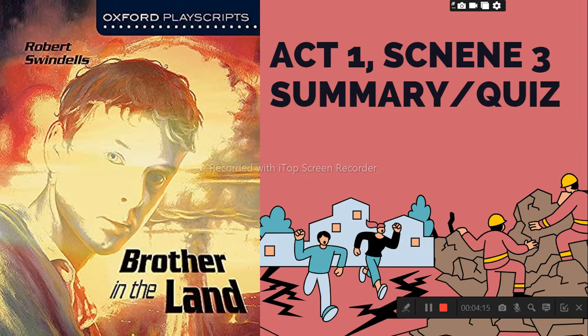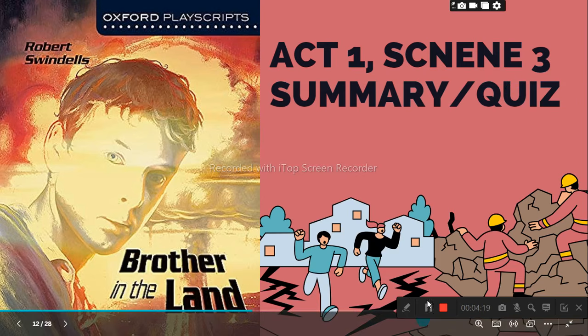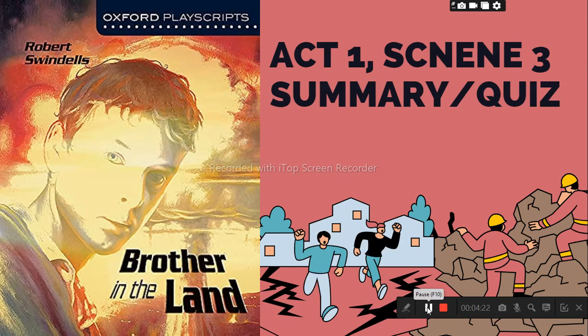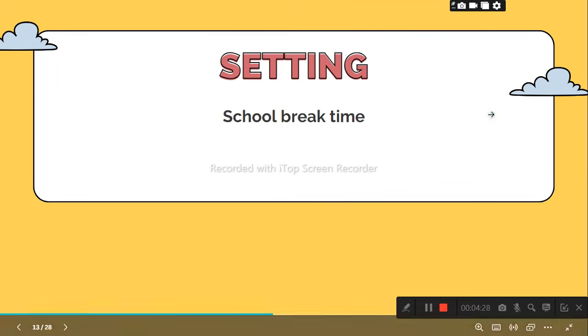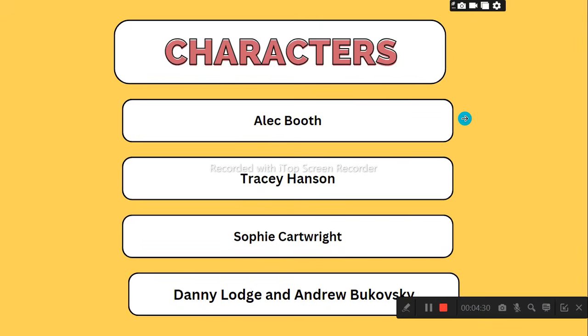Act 1, Scene 3, Summary and Quiz. Setting: school break time. Characters: Alec Booth, Tracy Hansen, Sophie Cartwright, Danny Lodge, and Andrea Bukowski.